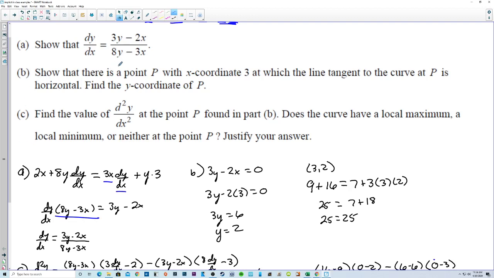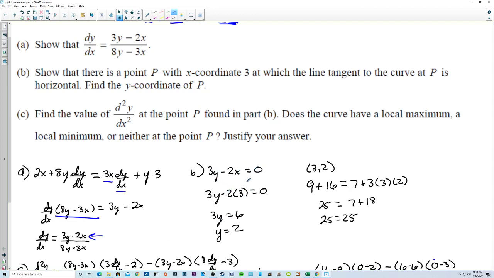Letter B, show that there is a point P with x-coordinate 3, at which the line tangent to the curve at P is horizontal. Find the y-coordinate of P. We're going to set the top of the derivative equal to 0, because that's how you make the derivative 0. That's how you make the tangent line horizontal. We have a derivative of 0. We get 3y minus 2x equals 0.